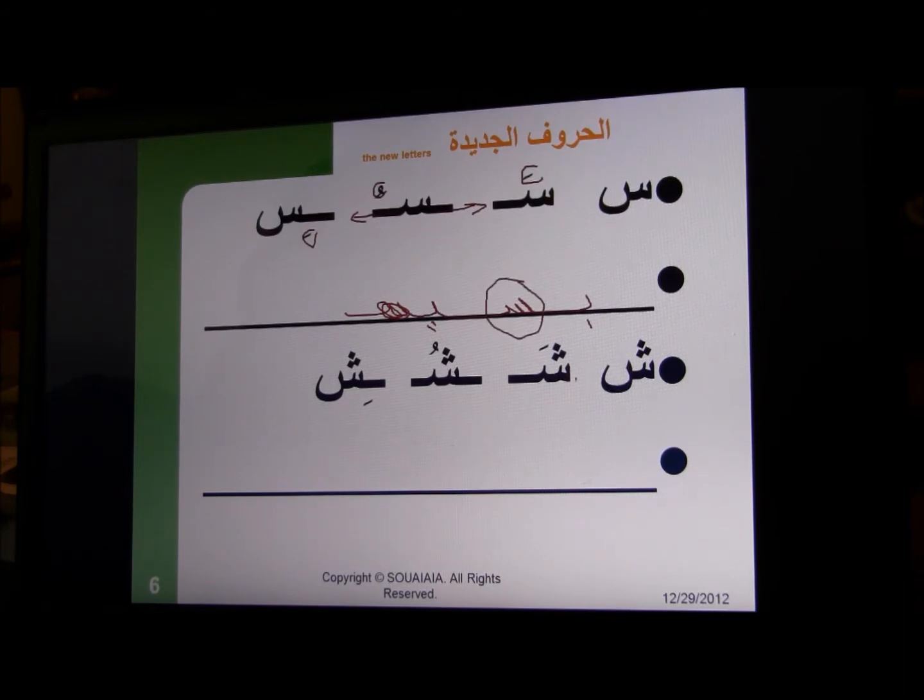The same applies to the sheen, so she, shu, she. And if it's in the middle, let's use an initial sin, then sheen, then a final be. So with the short vowels, se, she, bu. And this is your middle sheen.